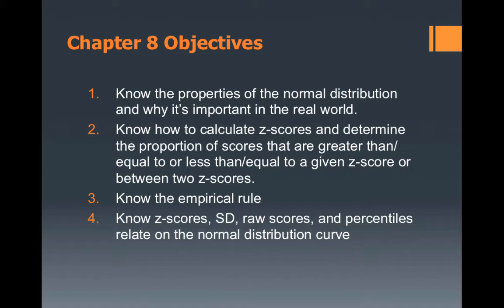We'll also learn the empirical rule and how it relates to z-scores and probabilities. And then we'll also know how z-scores, standard deviation, and the mean, raw scores, and percentiles, percentages all relate to each other on the normal distribution curve.